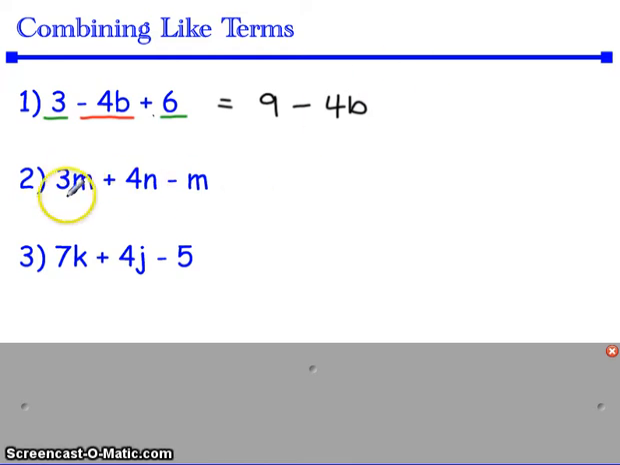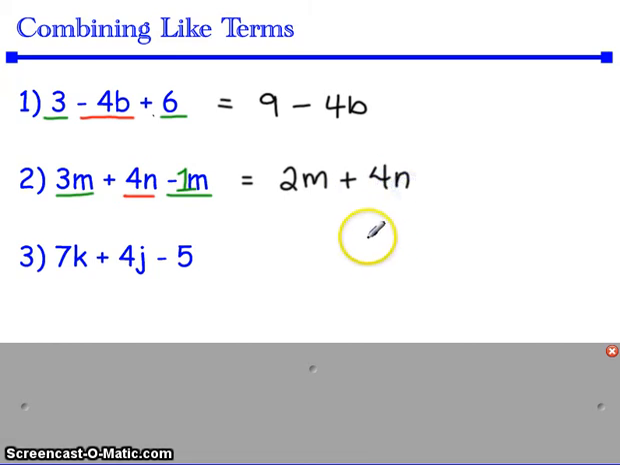Number 2, I'm going to see 3m. I'm going to look for some other m's, and I'm going to see this minus m. You want the minus to stay with the m. And then I'm going to see a 4n, but there are no other n's, so I'll just underline the 4n as it is. Now I'm going to add the coefficients on like terms. We've got a 3, and then this is really like a minus 1. So 3 minus 1 is going to give me 2. So that's going to be 2m. And then I have a 4n, and that's just going to stay the same, so I'll add that on to the end.